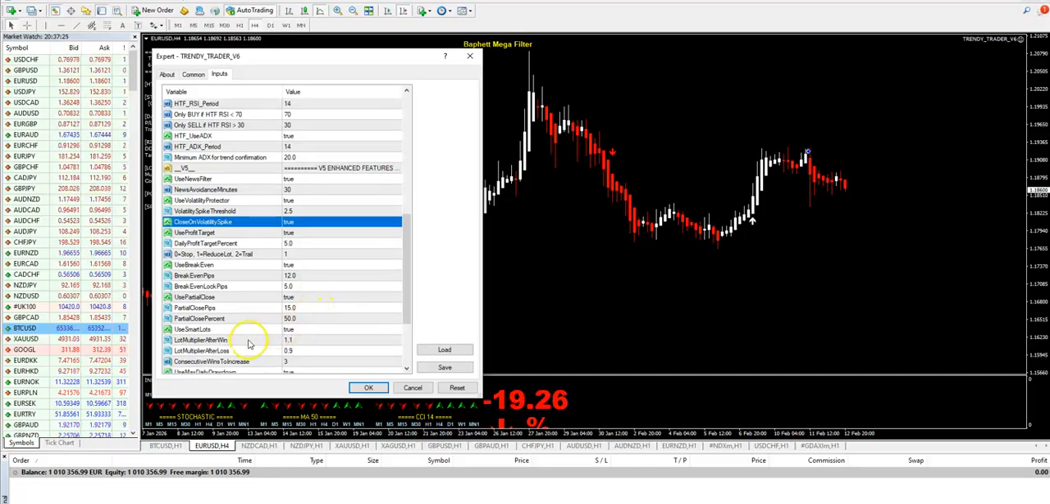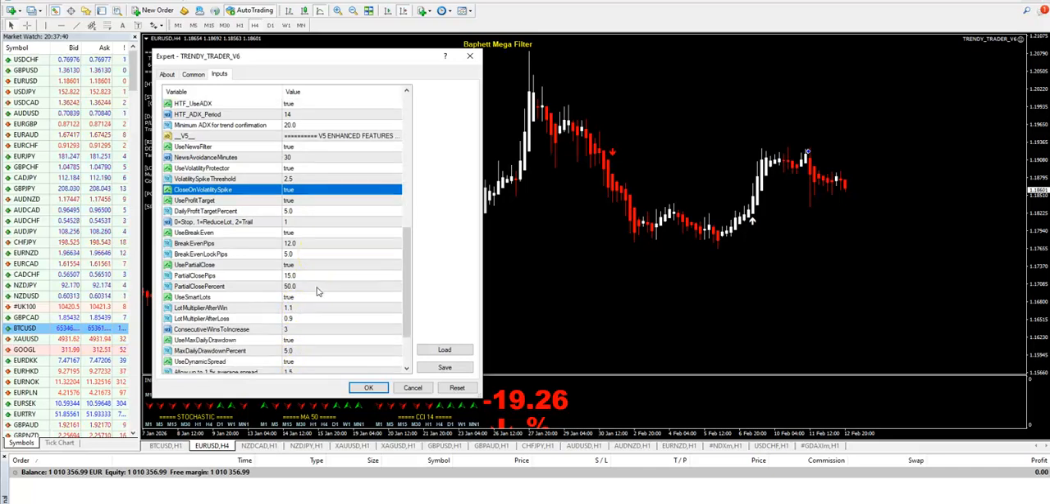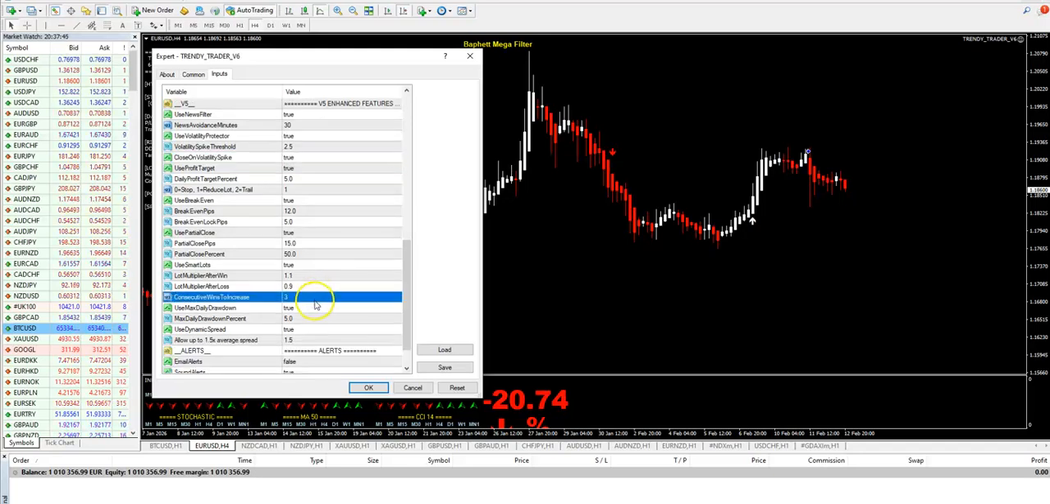Smart lot size, when you win 3 in a row, you can use this. It will multiply your lot size by 10%, or if you lose, it will decrease your lot size by 10%. 3 consecutive wins is needed for this.